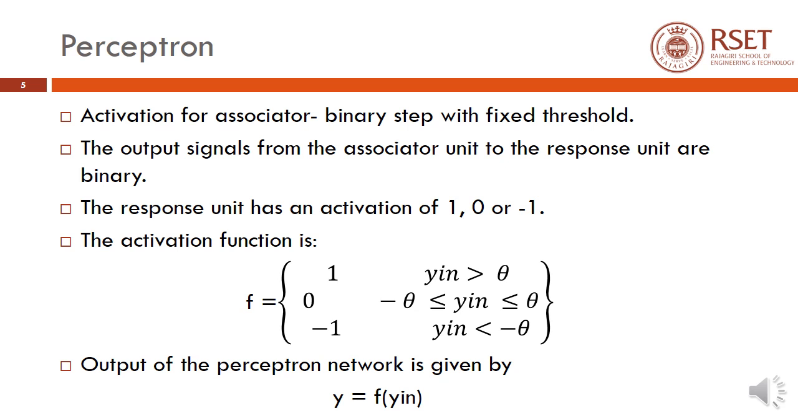The activation for the associator unit is also binary step with fixed threshold. That is, the output signals from the associator unit to the response unit are binary in nature. And the final response unit can also have an activation of 1, 0 or minus 1. The activation function used here also is binary step with fixed threshold, which is shown in this diagram. That is, f is equal to 1 if the net input yin is greater than theta, 0 if the net input is between minus theta and theta, and minus 1 if yin is less than minus theta. The final output of the perceptron network is given by small letter y, which is equal to the net input being applied to the activation function, that is f of yin.